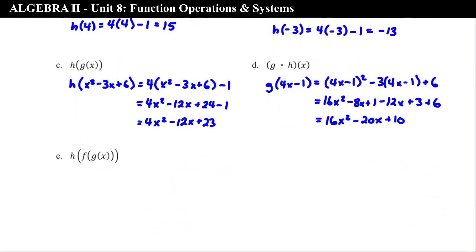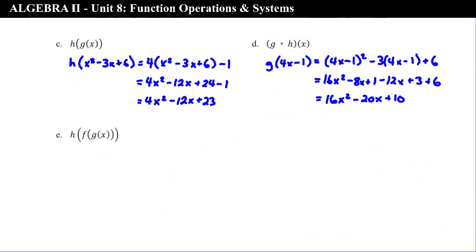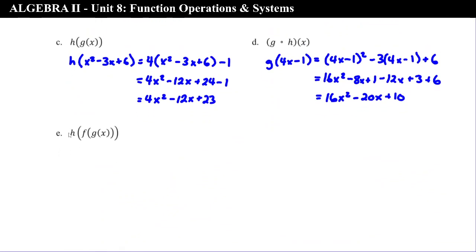And then finally, for E, we're going to do 3 of these. H of f of g of x, okay? So you start from the innermost one, and then you work your way out, and then you work your way out again. So we know that we have h of f of g of x. Well, g of x we know is x squared minus 3x plus 6.